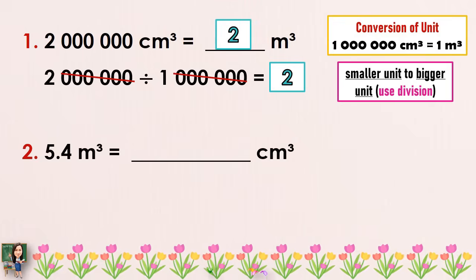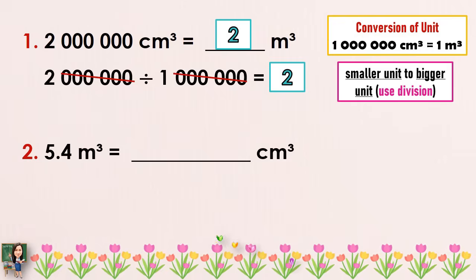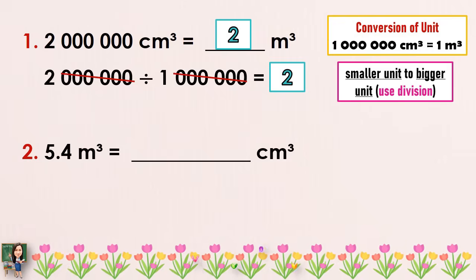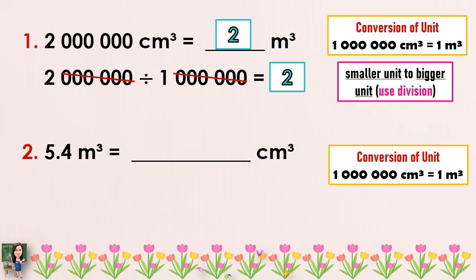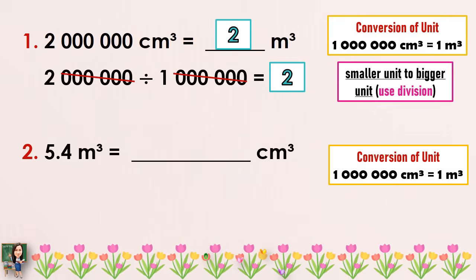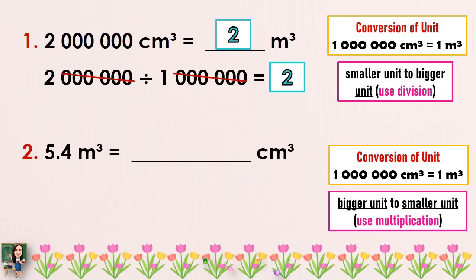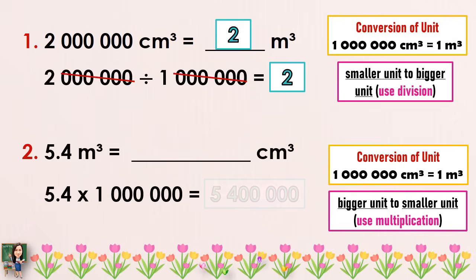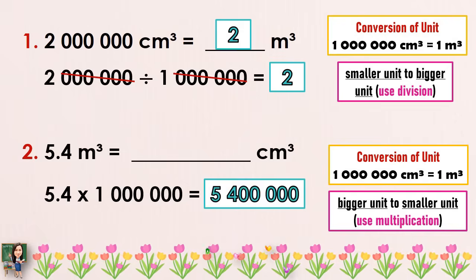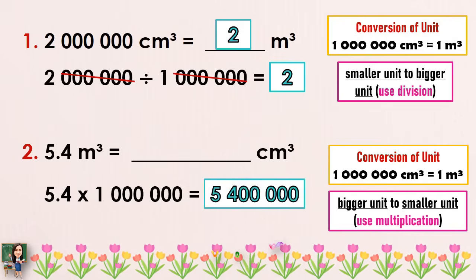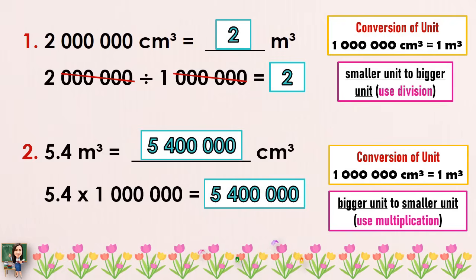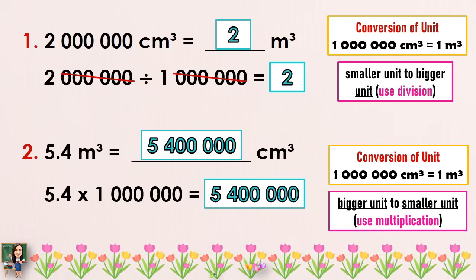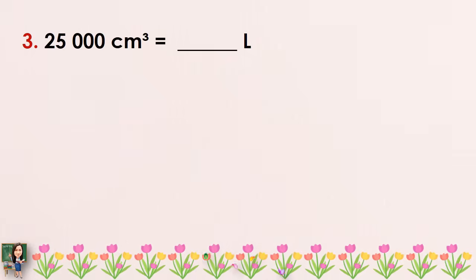Number 2. 5.4 cubic meter is equivalent to how many cubic centimeter? So again, in every 1 million cubic centimeter, there is 1 cubic meter. To convert bigger unit to smaller unit, use multiplication. 5.4 times 1 million equals 5,400,000. 5.4 cubic meters is equivalent to 5,400,000 cubic centimeter.